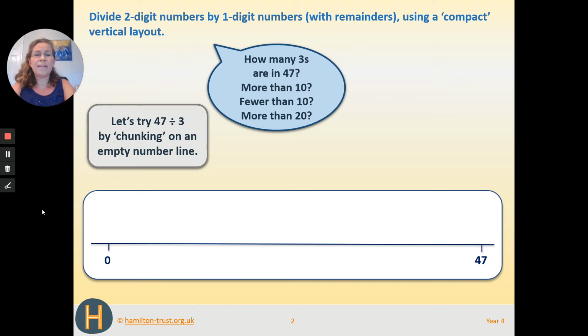10 times 3 is 30. So it's definitely more than 10 because 47 is bigger than 30. 20 times 3 is 60. 60 is more than 47, so it's less than that. So we've already worked out the first bit. It's not more than 20. So we can do our first chunk, which is 10 times 3 is 30.